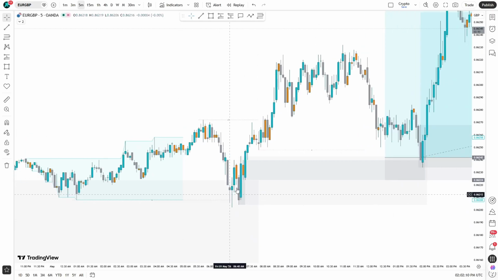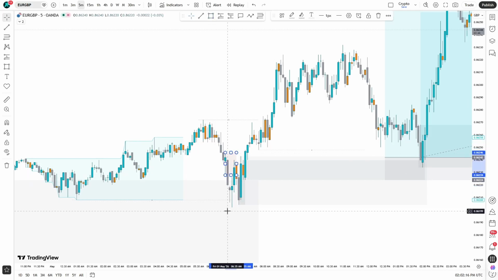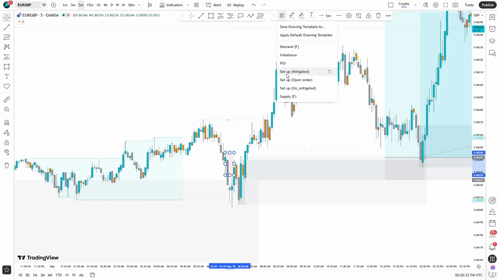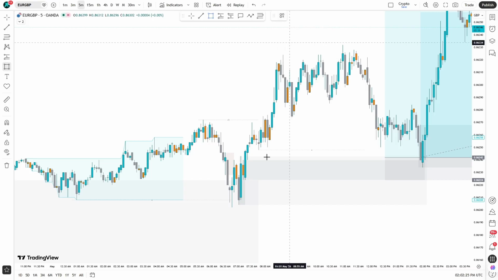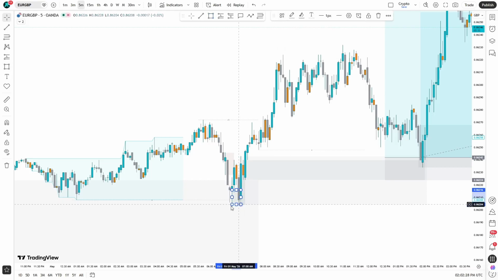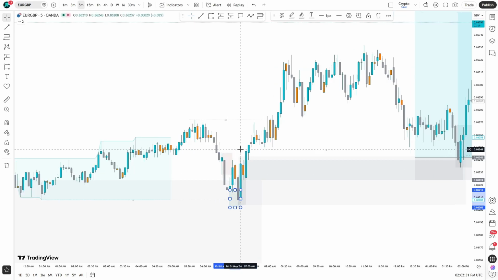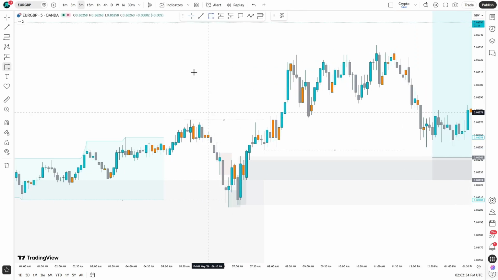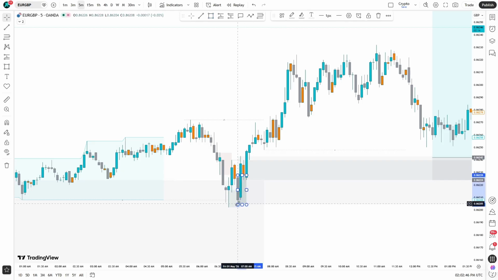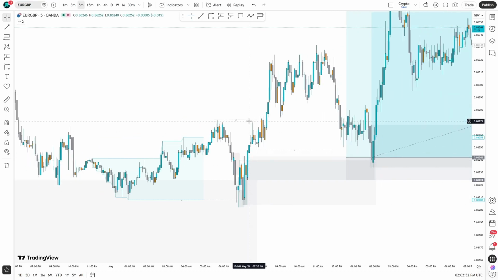When market swept this low, it came up a little bit and mitigated this supply. After mitigating the supply, it still came down again to mitigate the demand here. So after mitigating this demand, market came up a little bit, broke this high, then came down again. So when it came down later on, it mitigated this demand zone here, this candle here, before it changed character.